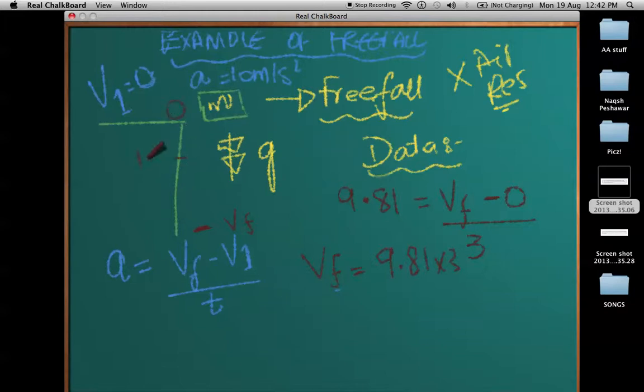After 1 second, since this is free fall, the velocity would increase by 9.81 meters per second every second. This is what acceleration means. So after 1 second, the velocity would increase by 9.81 meters per second. After the second second, the velocity would increase by 9.81 meters per second again, which means this would become 9.81 plus 9.81, giving us 19.62 meters per second.